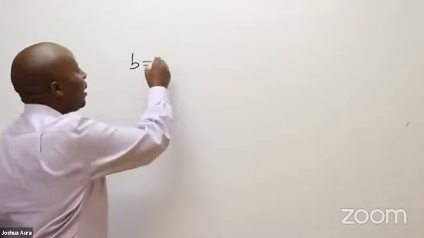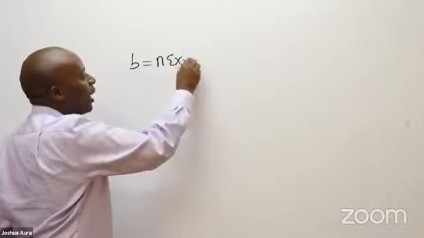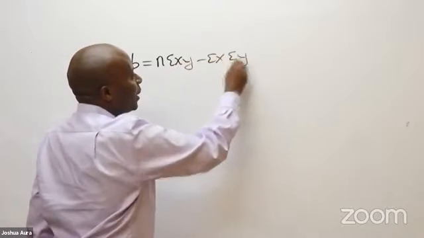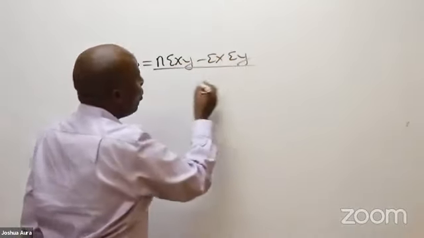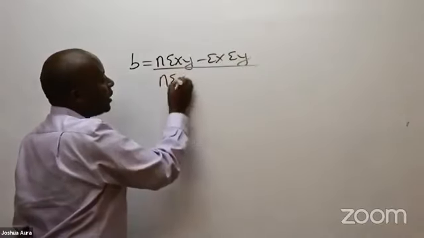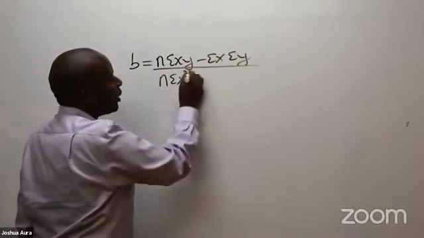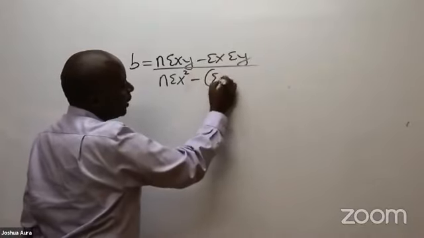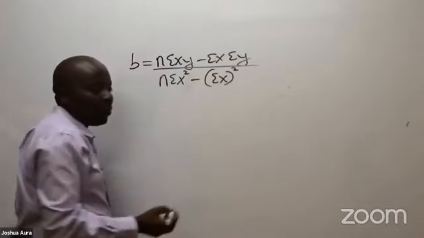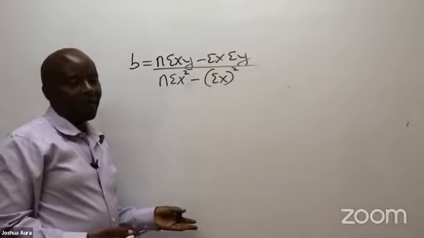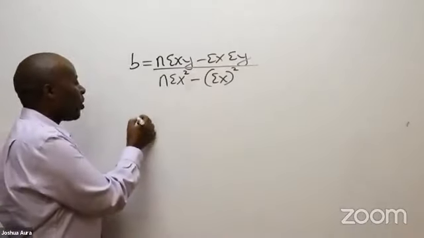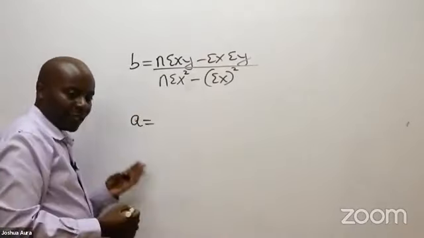To get B, we normally take n summations of xy minus summation of x, summation of y, all over n summations of x squared minus, in brackets, sum of x, squared. And then please don't forget the formula of getting the intercept, the y-intercept, the constant.